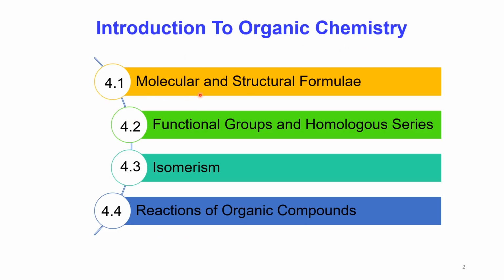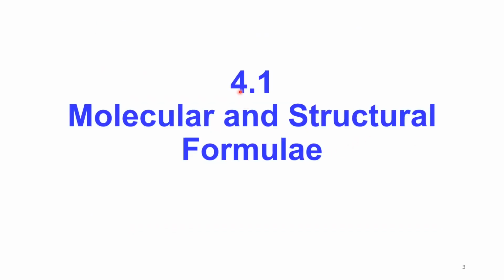4.1 is molecular and structural formula. 4.2 is functional group and homologous series. 4.3 is isomerism, and 4.4 is reaction of organic compounds. Okay, so next, 4.1 molecular and structural formula.